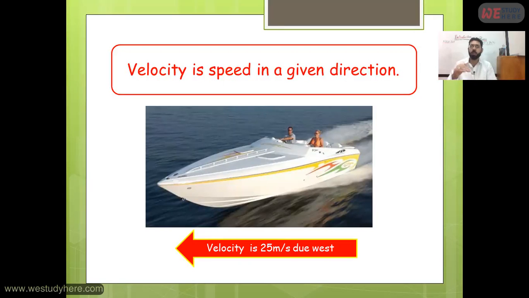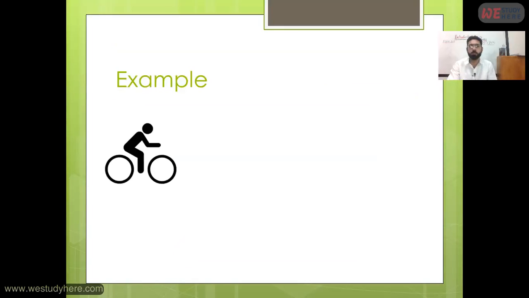We can mention the direction. When we say that we are going with the speed of 110 kilometer per hour towards north, now this is the velocity. So speed of a body in a definite direction is called velocity. So here is one example, a boy cyclist.